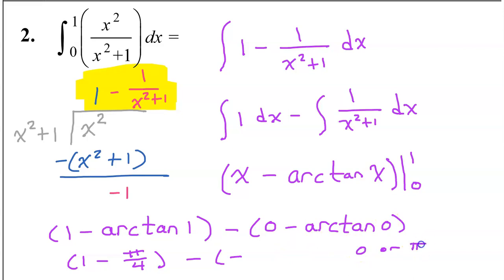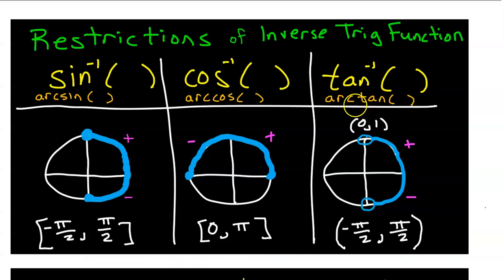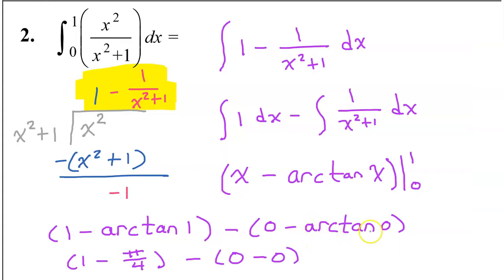or pi, but we need to consider the restrictions of inverse trig functions now. Arctangent is only defined between negative pi over 2 and positive pi over 2. So the answer will be 0 and not pi. Here are the other restrictions, just in case you need a quick reminder. Make notes as needed. So arctangent of 0 was 0. So we have a whole lot of 0 going on the right-hand side. Really, we just have 1 minus pi over 4.